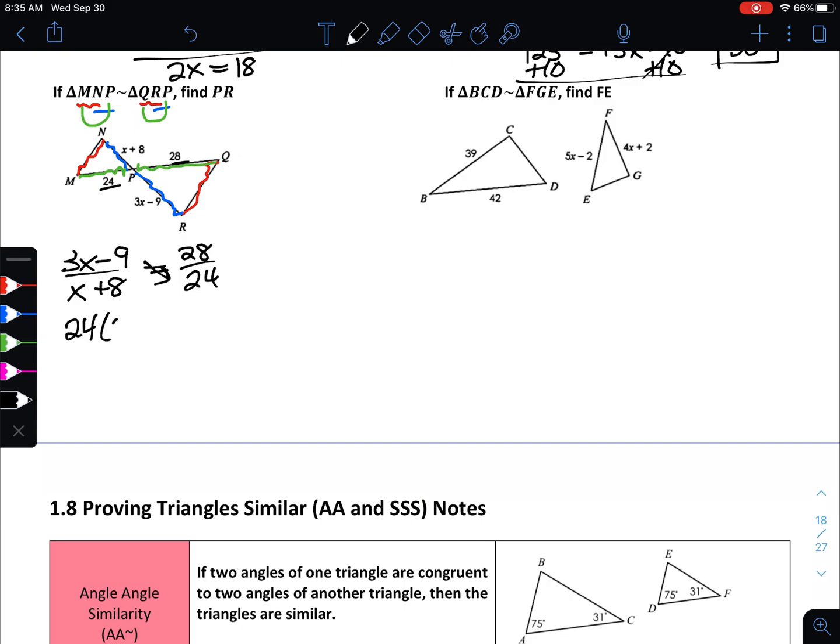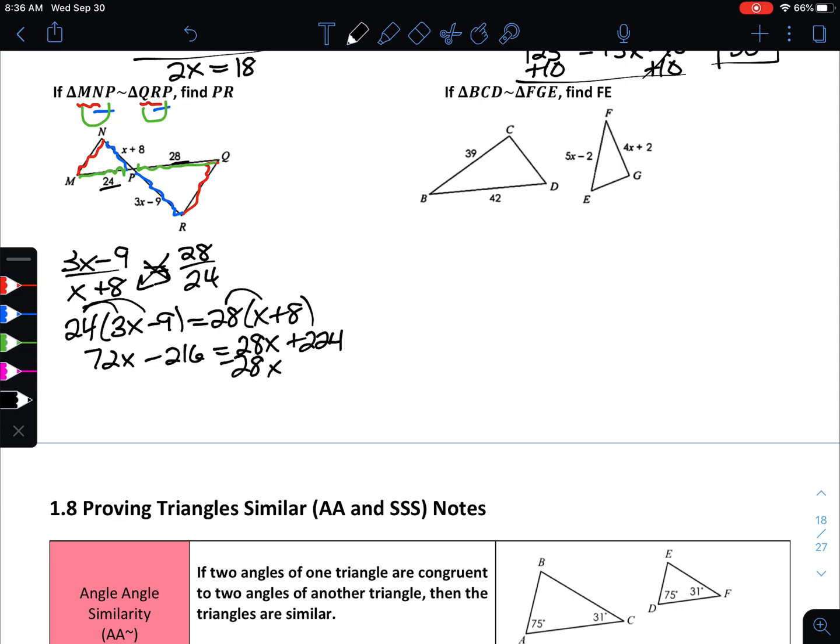So we're going to take 24, and then in parentheses, 3x minus 9 is equal to 28, and then in parentheses, the x plus 8. All right, so let's go ahead and distribute. 24 multiplied by 3x is going to be 72x, and then 24 multiplied by 9 is going to be a minus 216. On the right side, 28x is what you'll get when you multiply 28 and x, and then 28 multiplied by 8 is 224.